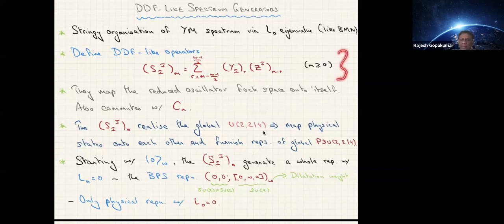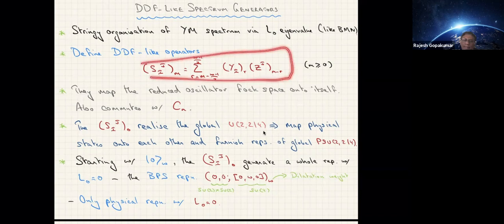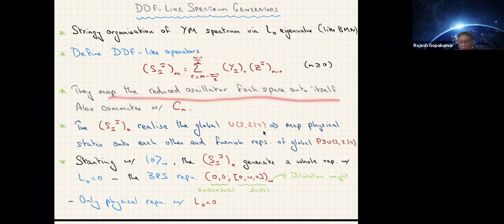And there's a very nice sense in which I think the L0 eigenvalue stratifies the spectrum. And moreover, like in the old string theory, there are these so-called DDF-like operators. The DDF operators were sort of spectrum generating operators in the old string theory. And there's an analog of them here as well that you can build from bilinears of these Y's and Z's, but now with non-zero modes and in the wedge. What these do is they map the reduced oscillator Fock space, this wedge mode Fock space, onto itself. They also commute with the C's because they are sort of neutral.